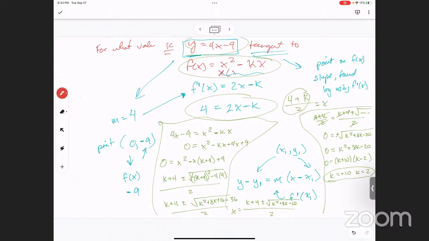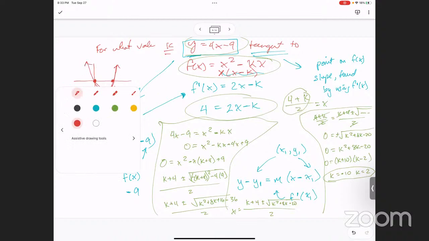Maybe if we took an x out and made it x minus k, then you can do it more from a visual standpoint. So one of the points is 0 and the other point is k right here. So this is a parabola like this. And then if you take this equation, I'll do this in yellow, and you graph that equation, it's going to go through -9, right here, and 4 is the slope.